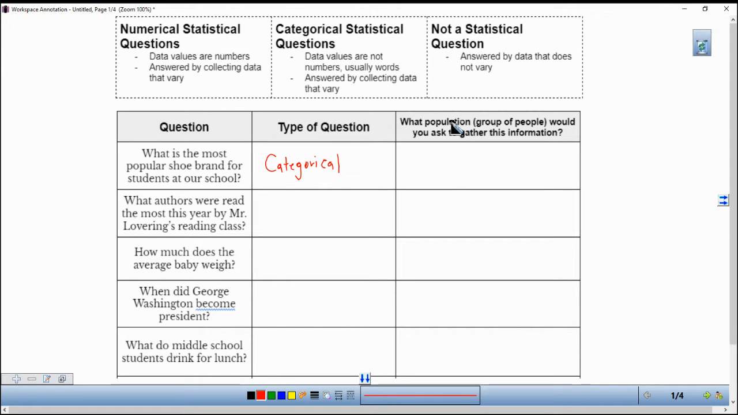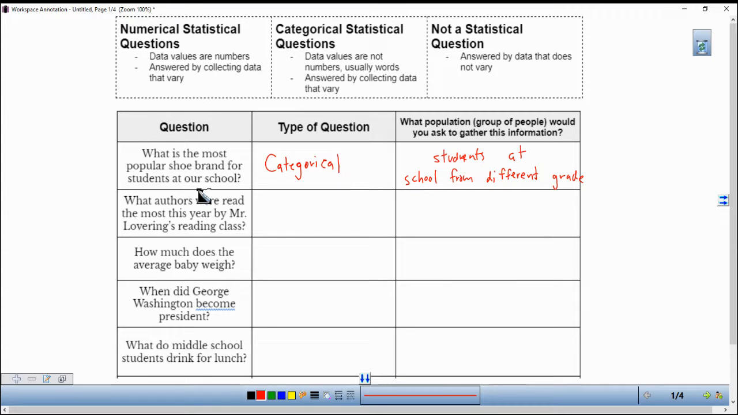And who would you ask? Well, you wouldn't necessarily ask your parents. That would not be an appropriate person to ask to gather this particular data. You would probably ask students at school, from different grades. Because if you ask kids in the same grade, there might be a pattern there that messes up your data a little bit. But if you ask people from different grades, that might make your data a little bit more accurate.